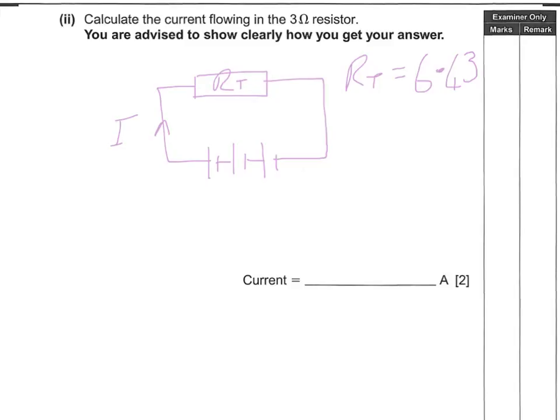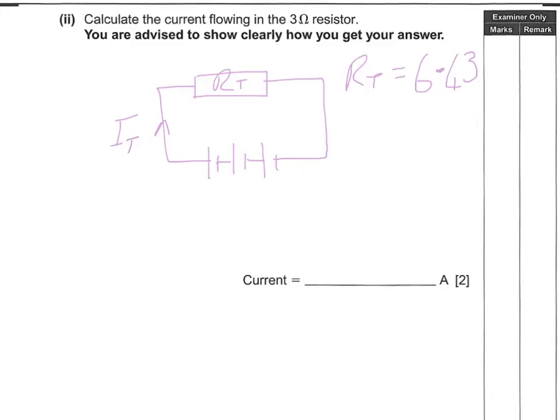We're asked to calculate the current flowing in the 3 ohm resistor. So if you look at the original diagram, the 3 ohm resistor is in the main branch of the circuit. The parallel section doesn't really matter. If we can find this total current here, we will be finding the current in the 3 ohm resistor.